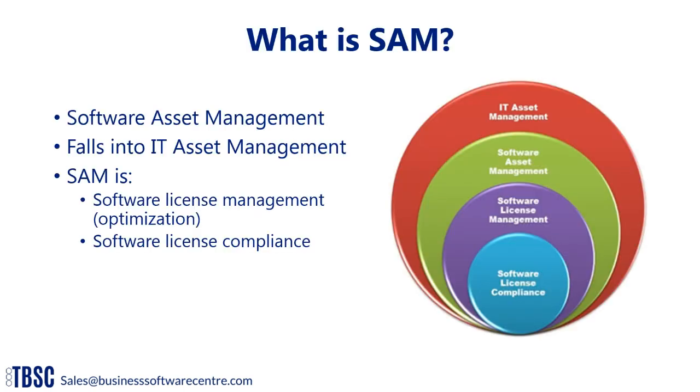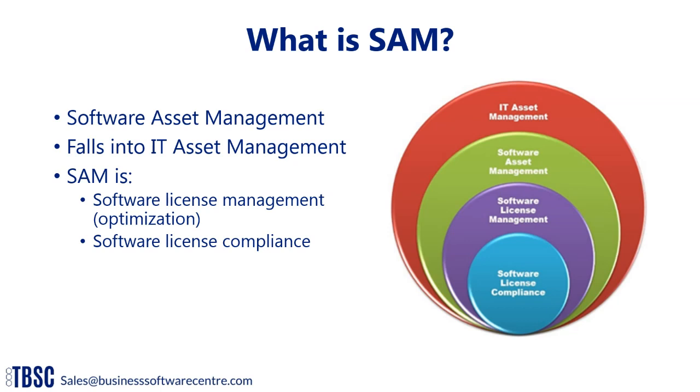Now, in order to track and monitor your usage for your Microsoft 365, I think it's important to know what SAM is. SAM stands for Software Asset Management. And as you can see here in this diagram, SAM falls into IT asset management. So IT asset management embodies software asset management. But then software asset management embodies software licensing management and software licensing compliance. And so what I like to think of software licensing management is a form of optimization. So I would say your two big sections here under SAM are optimization and compliance.